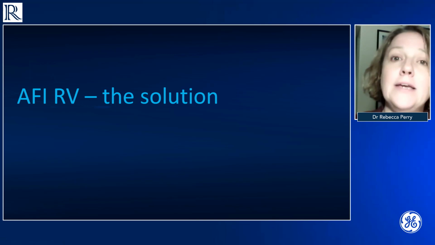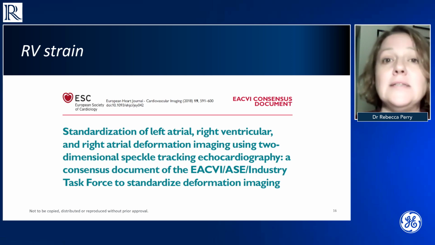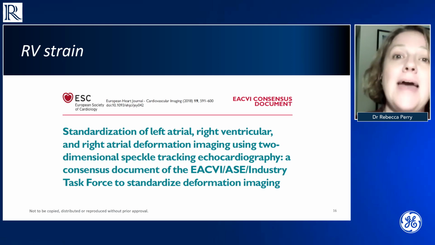So the new package or the new tool that I want to talk to you about today is AFI-RV. It follows the task force paper, and I would really advise if you want to start using right ventricular strain, it's very important to read this task force paper because it outlines a lot of information that you need to know. One of the key things that it outlines though is that if you're not doing left ventricular strain routinely, then you shouldn't be measuring right ventricular strain.